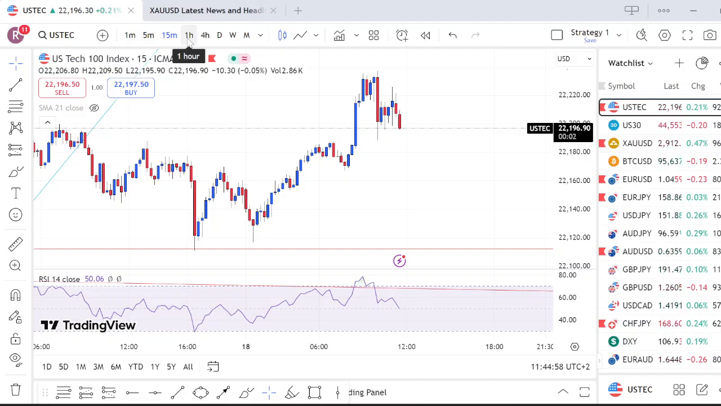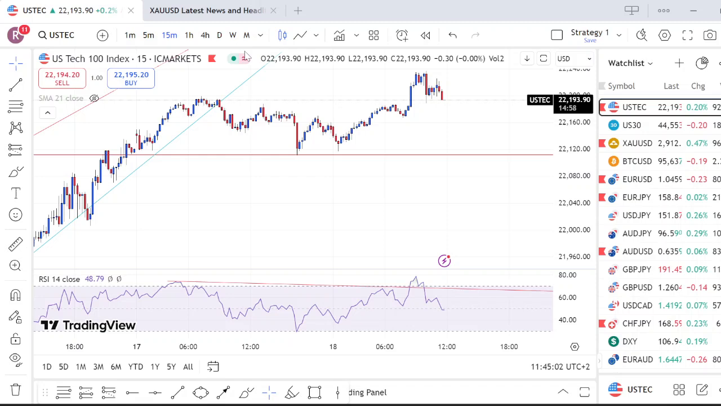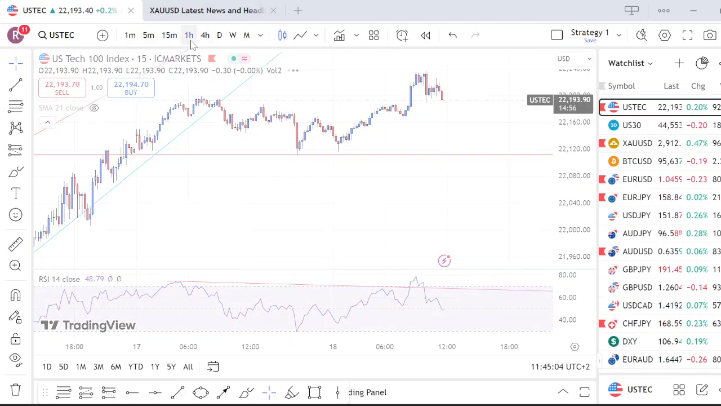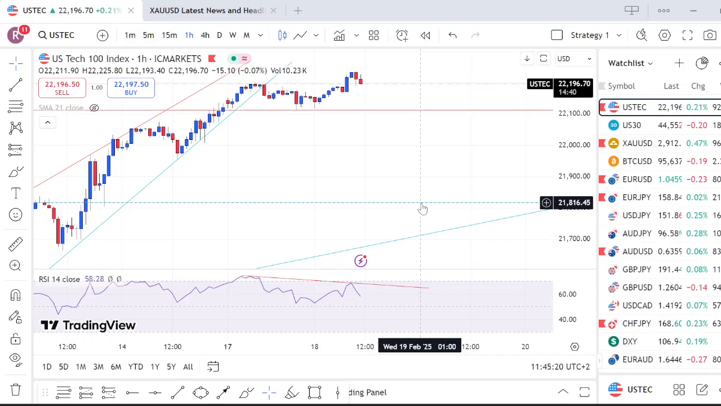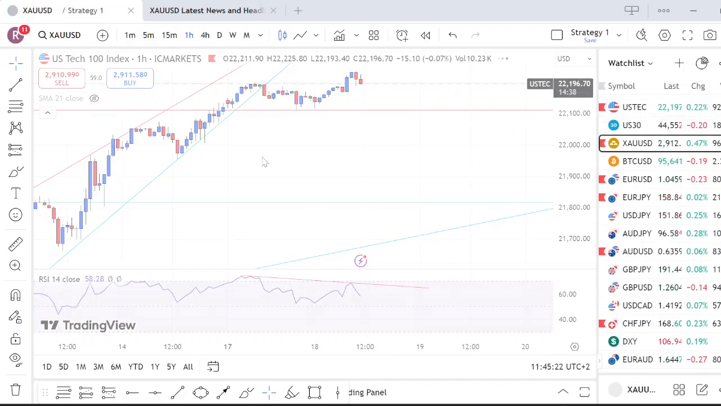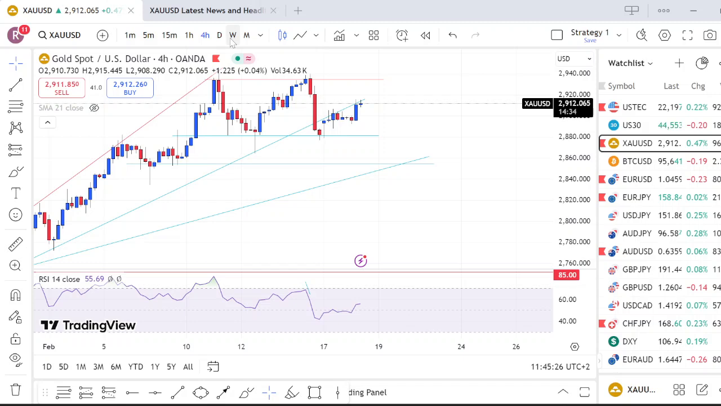That being said, on the 15-minute, we can see that there is some movement that is taking place, but it isn't enough for me to say, hey, the bulls are in control. So I would be analyzing from the 1-hour time frame, looking for a major bearish engulfing chart pattern or candlestick that will then inform me that I can start looking for these shorts all the way down to that 21,800 region. Moving on to gold.